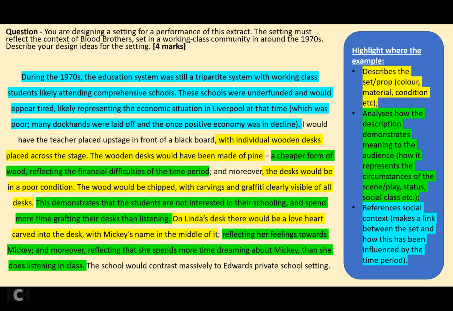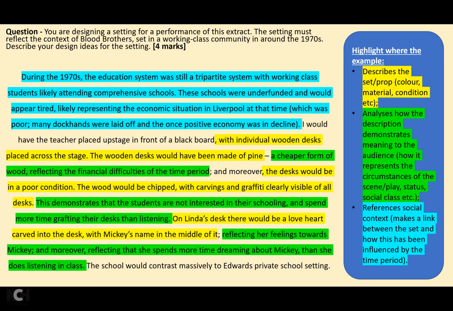So let's move on to where the candidate goes: I would have the teacher placed upstage in front of the blackboard. Okay, you can absolutely make reference to that. Absolutely can talk about where things would be positioned and why. And then what we've got is here the description. With individual wooden desks placed across the stage, the wooden desks would have been made of pine. So again, I'm giving that description there. A cheaper form of wood, reflecting the financial difficulties of the time period. And I think that is probably a context reference, but also an analytical point. So that probably, if you reference that in the context colour, I would still accept that. And if you referenced it in the analysis colour, that's fine also.